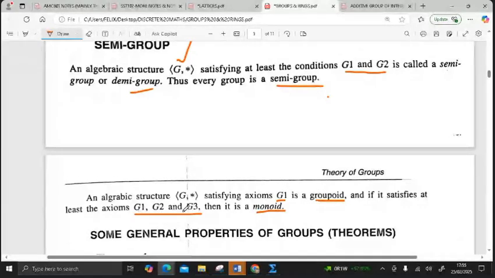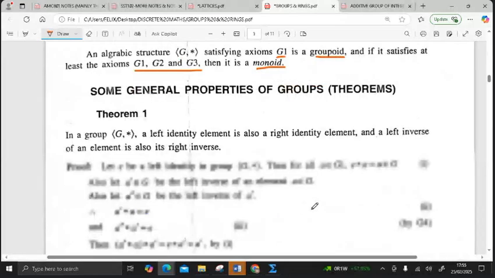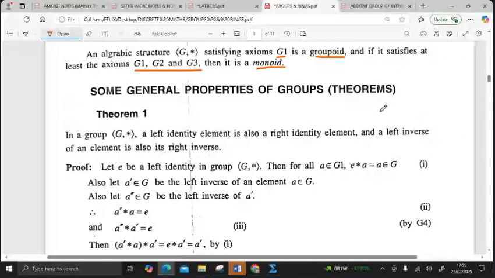That semigroup is a semigroup. An algebraic structure, look at this, we have also other terms. Satisfying G1 only is what we call a groupoid. If it satisfies closure property, and if it satisfies at least the three axioms, G1, G2, and G3, then it is called a monoid.